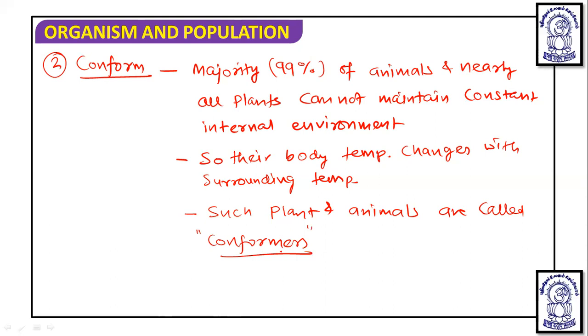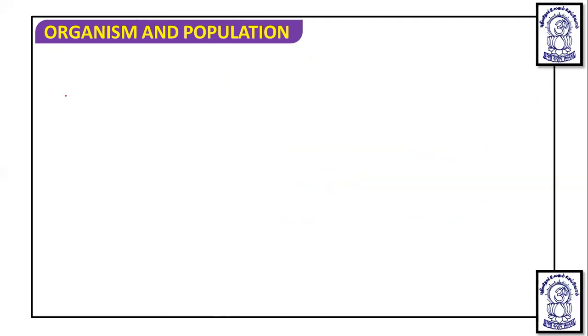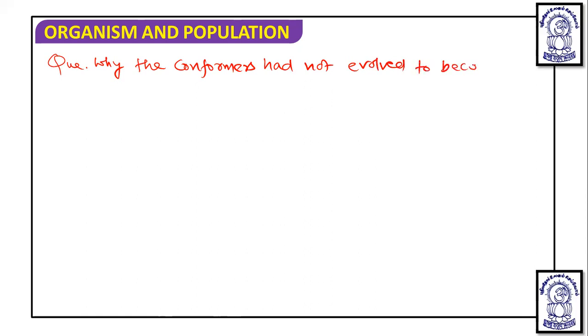Okay, now considering the benefit of a constant internal environment of the organism, after studying the regulator and conformer, what do we find? That the maintenance of a constant internal environment of the organism is a beneficial one. So a question might be budding in your mind: why have the conformers not evolved to become regulators? Conformers had not evolved such mechanisms like regulators.